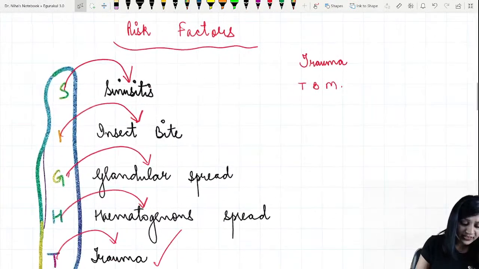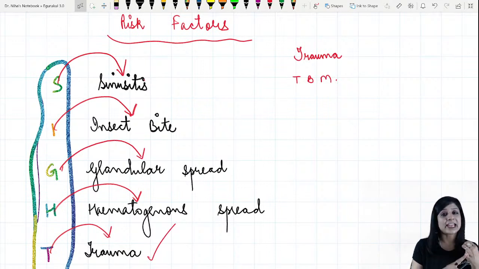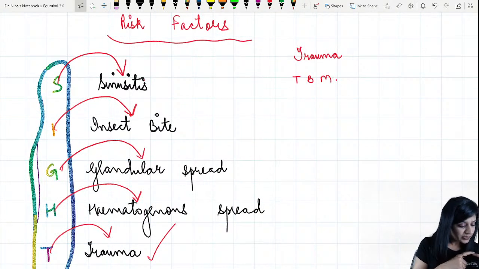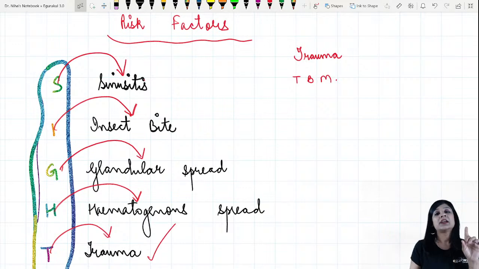See, these are the risk factors of the orbital cellulitis. Please note this. This is your SITE. S for sinusitis, I for insect bite. Then you have got G for gland involvement. Pranav, it is not the ganglionic cell layer. It is the nerve fiber layer. Then H for hematogenous spread and T for trauma. These are the risk factors for the cellulitis, and your mnemonic is SITE.